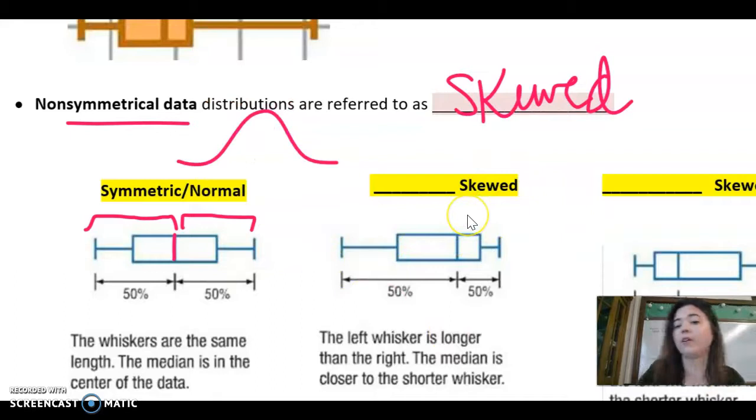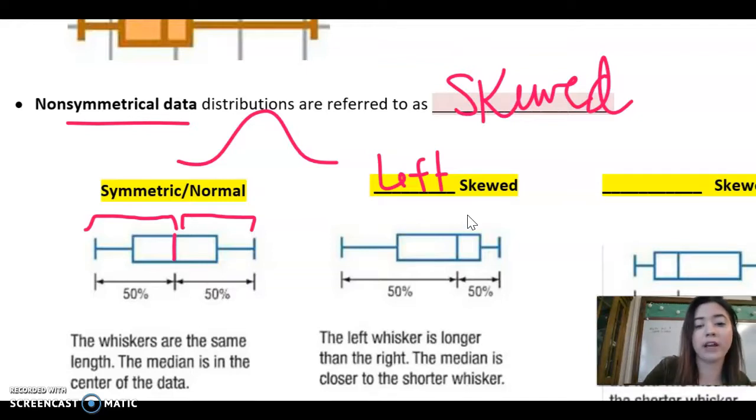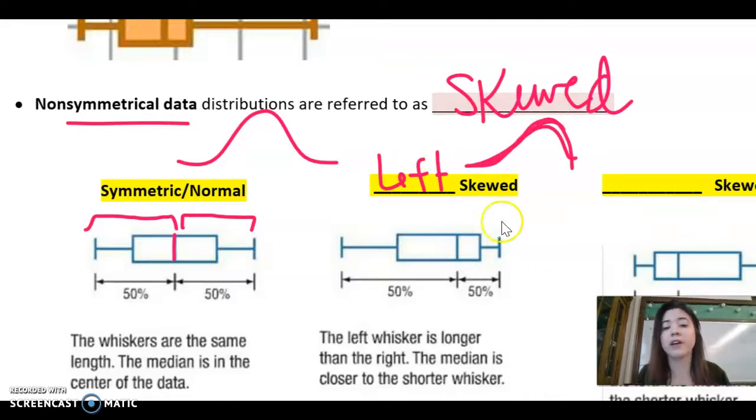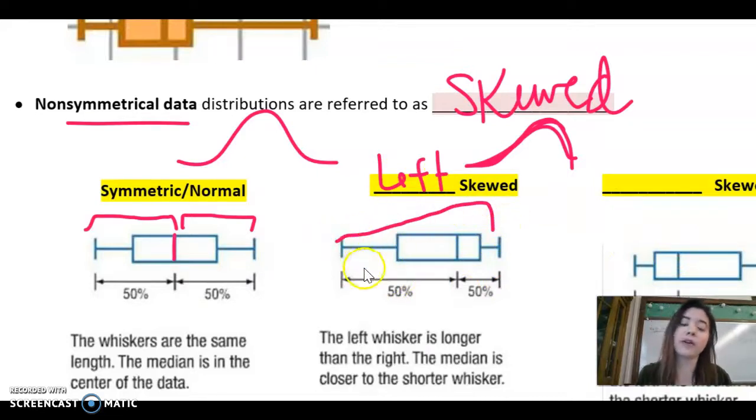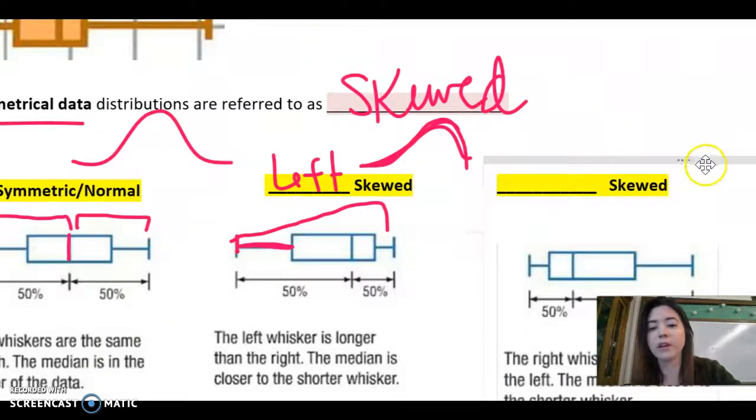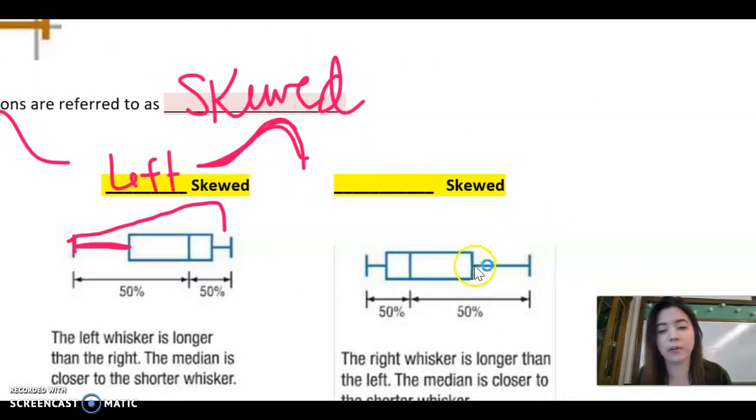On this one is our left skewed, right? On our histogram, if you remember, this looks like this, where we had our data really spread out on our left. You can see that occurring here too, where our data is close together and then it spreads out on that side. So whatever whisker is longer, that's the direction it is skewed. Here my left whisker is longer, so this is left skewed. If we look over at this one, my right whisker is longer, so this one is right skewed.